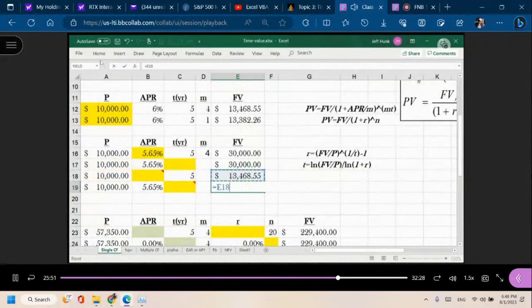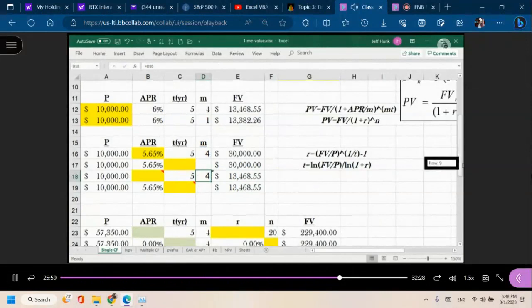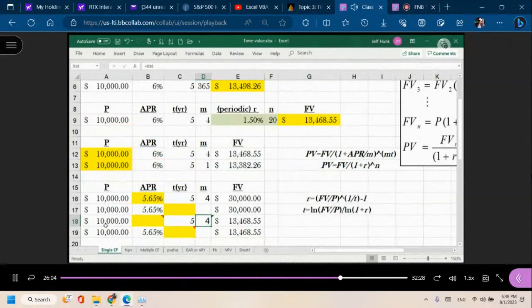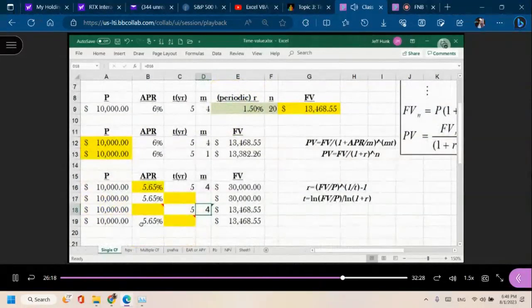Meaning our m is... Okay. Now look at the scenario. What does this mean? You have $10,000 principal, and in 5 years you want to grow it to 13,468. What should be the interest rate? What kind of interest rate will grow it to this in 5 years? So this is actually not APR. What we found here is actually the periodic rate, right? Let's see if it is the periodic rate, so we can turn it into APR later on.